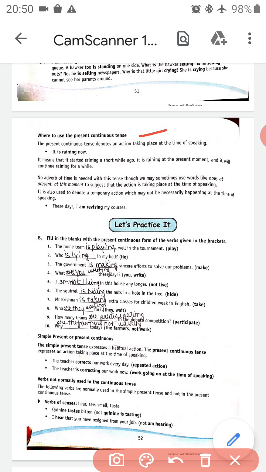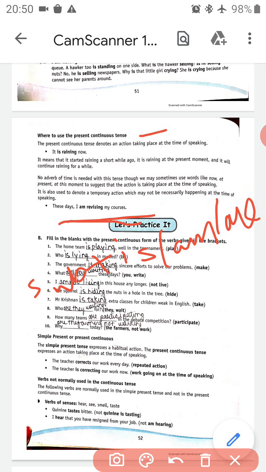Okay, so basically, present continuous tense tells us about something which is going on continuously in the present time. There is a very basic formula of present continuous tense, that is subject plus is, am or are plus verb first form plus ing.